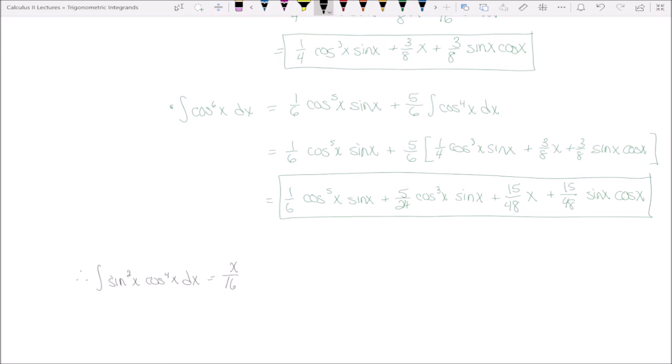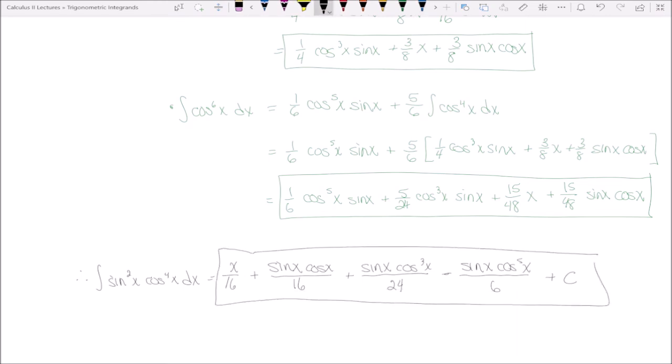Let's look at sine x times cosine x. Well, same in terms of the coefficient. Let's look at the sine x times cosine cubed. So I have 1/4 minus 5/24. Well, that's going to be 1/24. And we only have that one sine cosine to the 5th, so minus sine cosine to the 5th all over 6. Let's add our constant in now. And there we have our antiderivative.